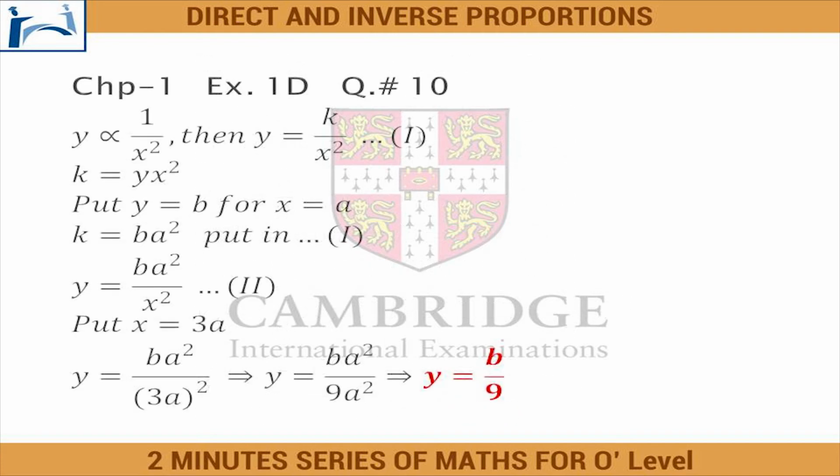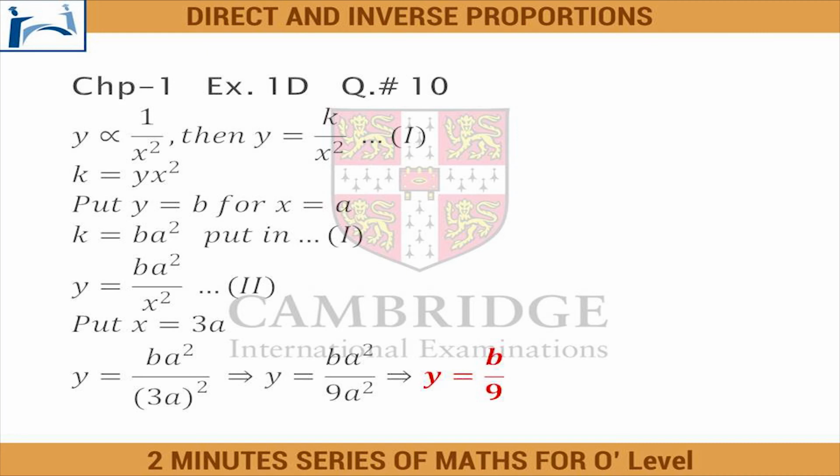Question number 10. Y is inversely proportional to x square. Then y equal to k over x square. We have k equal to y x square. We put y equal to b for x equal to a. We get k equal to b a square. Put in equation number 1 and we get equation number 2, y equal to b a square over x square.